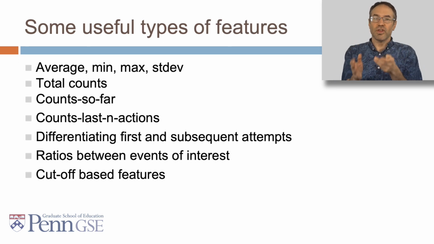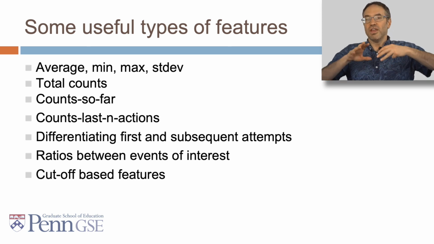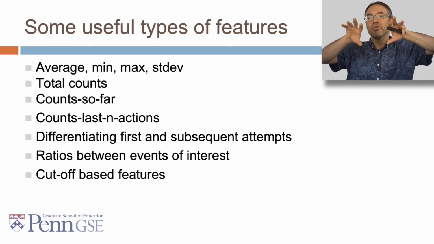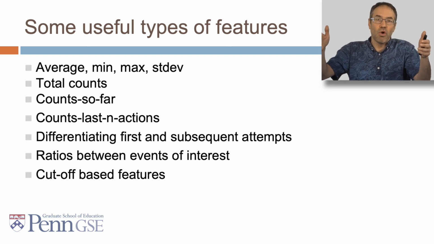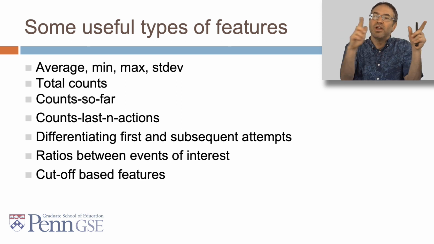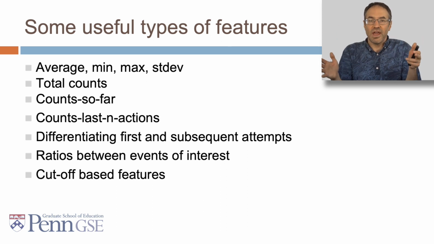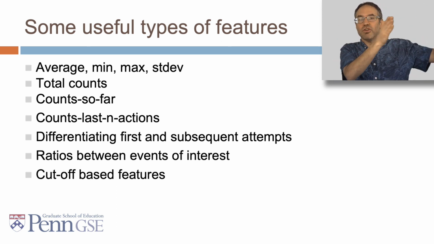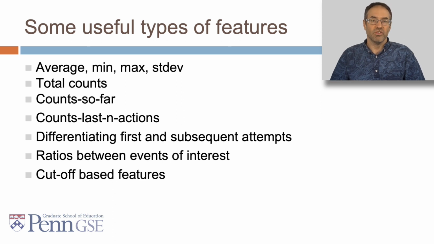So there's a lot of useful types of features. Some that I've found useful in past projects include things like taking averages, minimum values, maximum values, standard deviations, taking total counts of something overall, taking counts of something so far. So this kind of aggregates up as you go and represents the past. Taking counts in the last n actions, a sliding window that doesn't look too far in the past. Differentiating the first attempt at something from subsequent attempts.